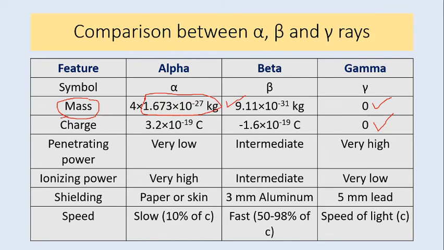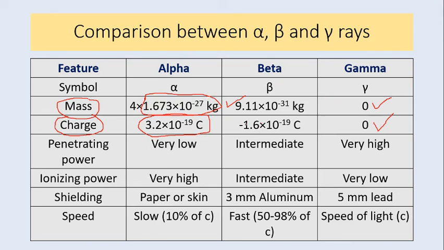And when we talk about charge, what is the charge of alpha radiation? An alpha particle contains 2 protons, and these 2 protons contribute to the amount of charge. So the charge of 2 protons makes up the charge of an alpha particle. And in the case of beta radiation, it is made up of electrons, so the charge of a single electron makes up the charge of beta radiation here.